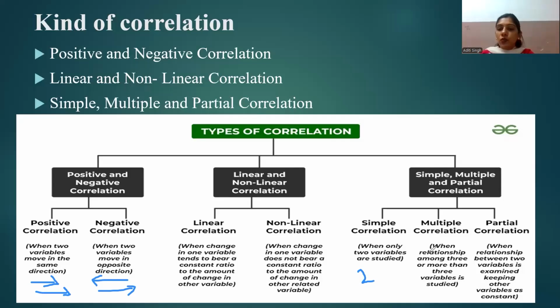Multiple correlation is when the relationship among three or more variables is studied. Partial correlation is when the relationship between two variables is examined, keeping the other variables constant. So in partial correlation, there are many variables, and when we check the relationship between two variables, the other variables remain constant.